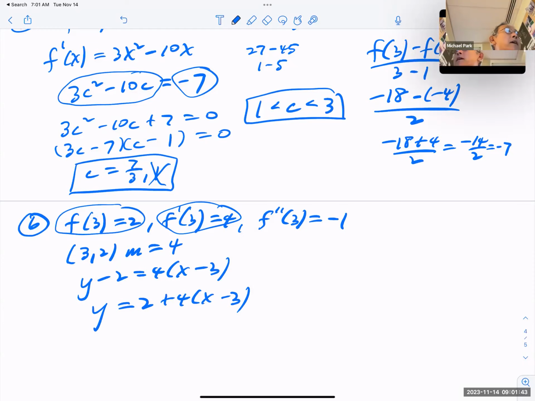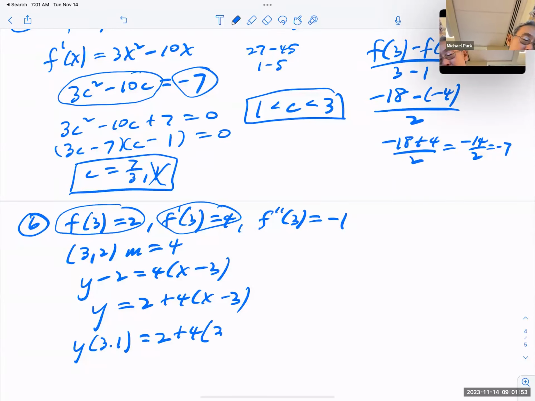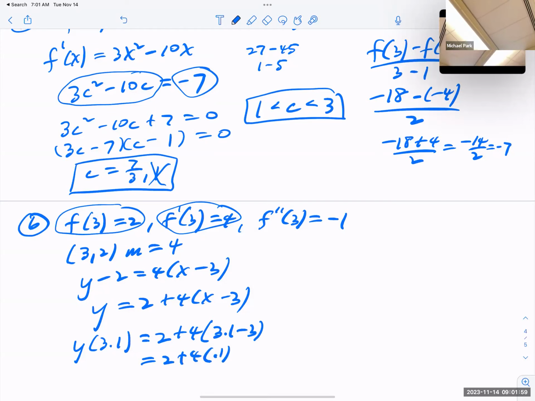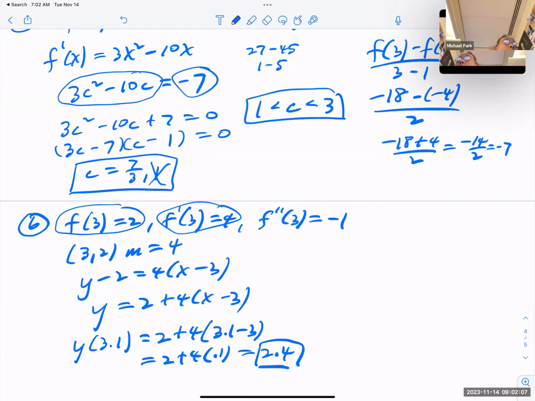So instead of plugging 3.1 into the original function, which we don't even know, we're going to plug 3.1 into the line equation that we just wrote. So we get 2 plus 4 times 3.1 minus 3, which is 2 plus 4 times 0.1, which is 2 plus 0.4, which is 2.4. There you go. That's a good estimate of whatever the function was.